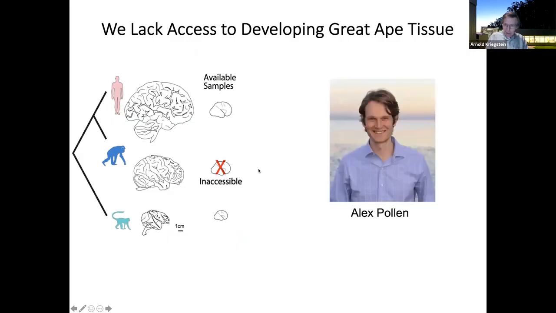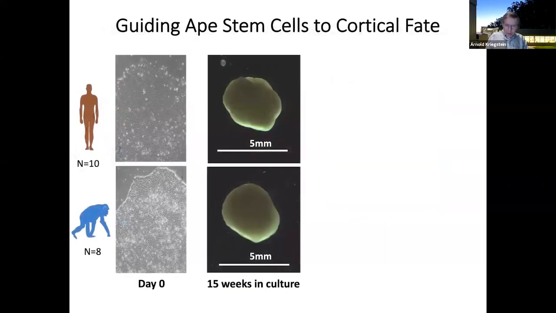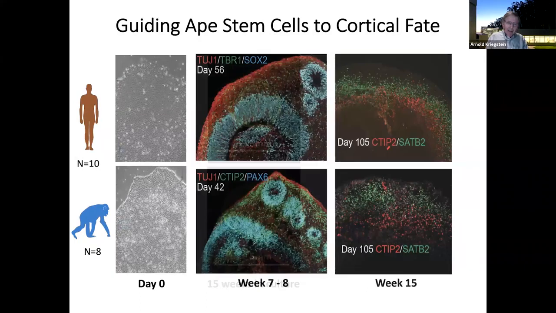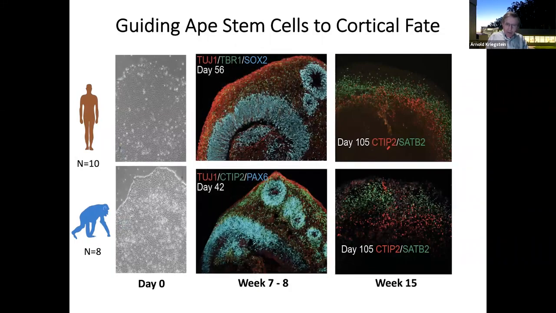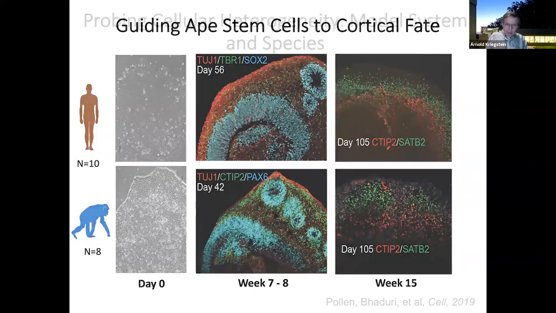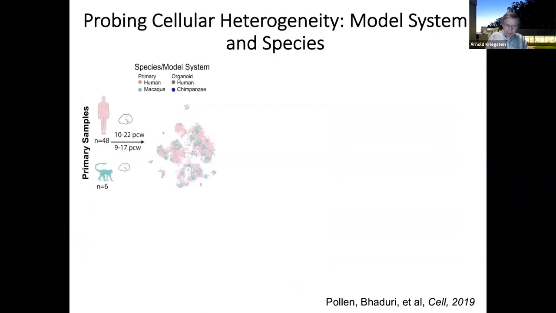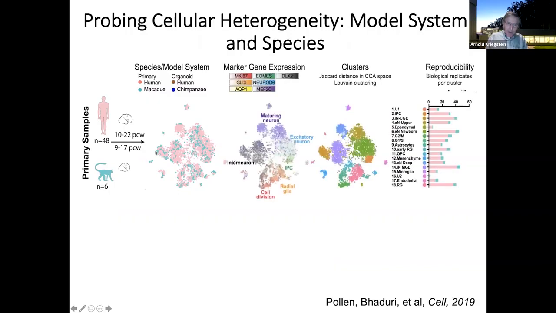So Alex Pollen, an evolutionary biologist who joined my lab a number of years ago, focused on this problem. He developed protocols for growing not only human, but great ape organoids, including gorilla, chimpanzee, and others. Having developed that protocol, we started looking at single-cell comparisons between human and non-human primates. This shows primary samples we were able to look at from macaque fetal as well as human fetal brain. Those we were able to cluster into the major cell types and start looking at comparisons between human and non-human primate.